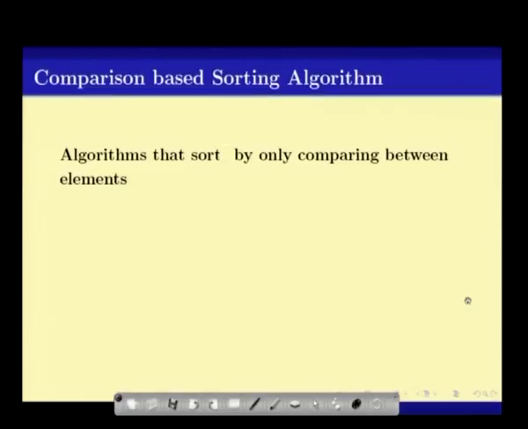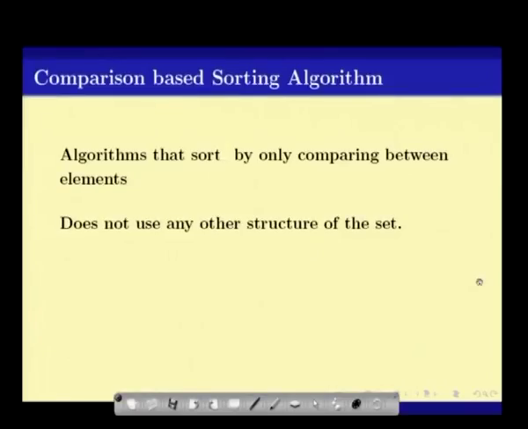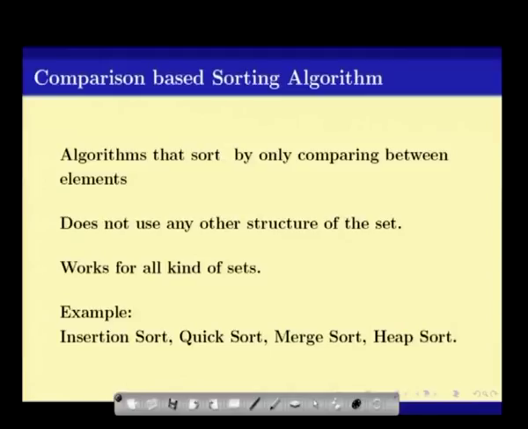Now, one thing to note here is that all these algorithms that we have described are what is known as comparison based algorithms. Here the algorithms were sorting just based on comparing two objects. They were not assuming that the objects are integers or words or any such thing. They are just asking two elements which of them is bigger and accordingly making the decision. So, they do not use any other structure of the set as such, and thus they work for all kinds of sets. All the algorithms that I described here are very general. Insertion sort, quick sort, merge sort, heap sort, all these sorting algorithms we have seen till now are of this form.